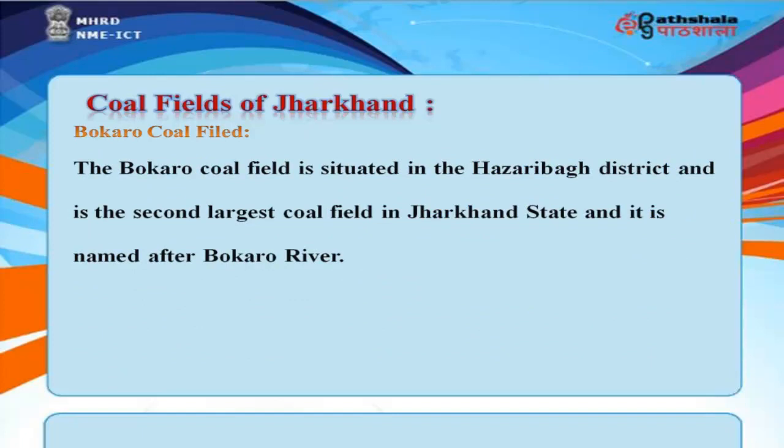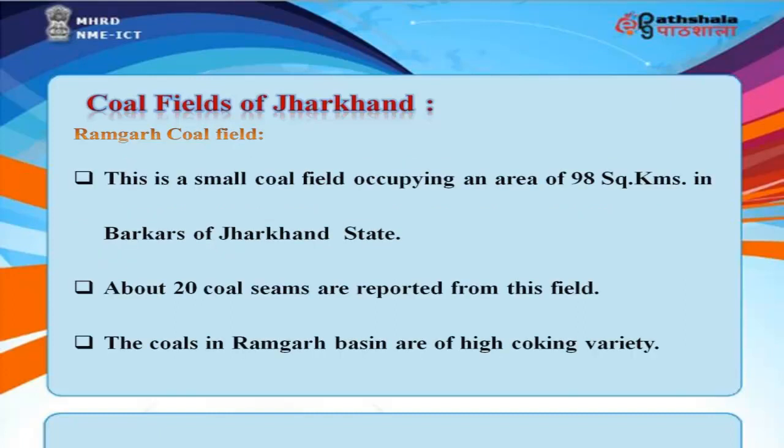The Bokaro coalfield is situated in the Hazaribagh district and is the second largest coalfield in Jharkhand state, and it is named after Bokaro River. Ramgarh coalfield. This is a small coalfield occupying an area of 98 square kilometers in Barkakana of Jharkhand state. About 20 coal seams are reported from this field. The coals in Ramgarh basin are of high coking variety.